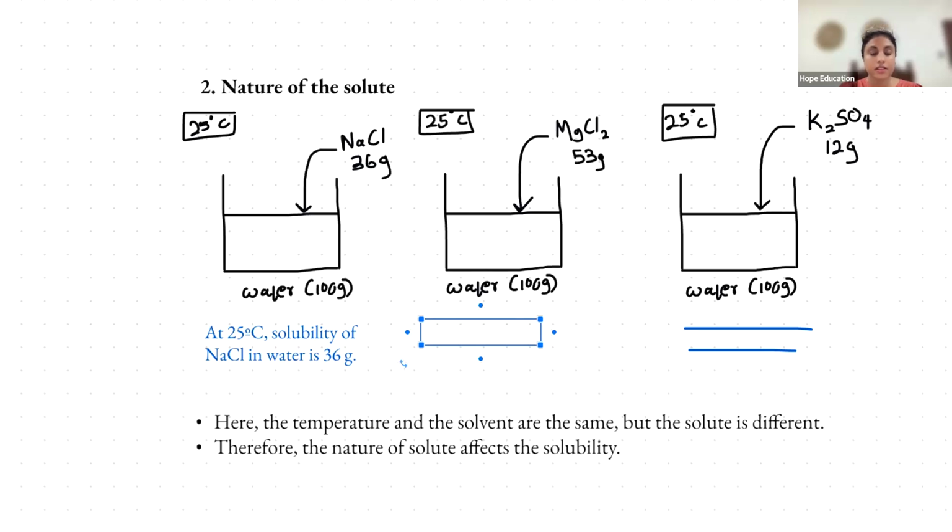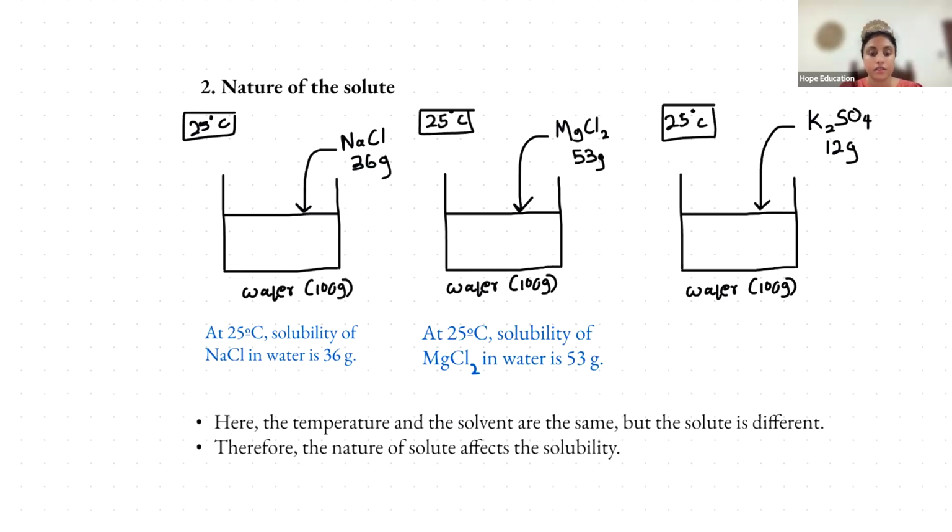At 25 degrees Celsius, solubility of MgCl2 in water is 53 grams. Then here it's the same thing, only the values are different. At 25 degrees Celsius, solubility of K2SO4 in water is 12 grams. Who needs more time? Shall I move on?